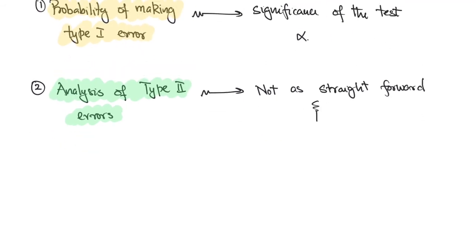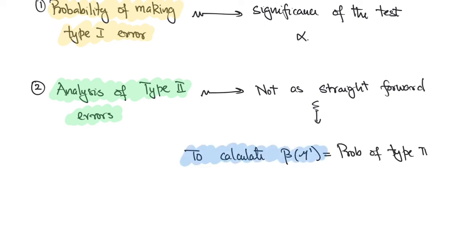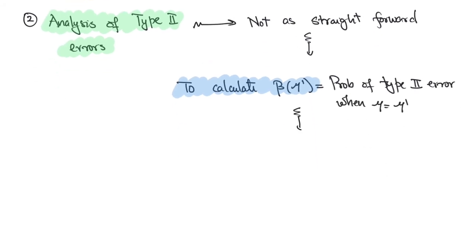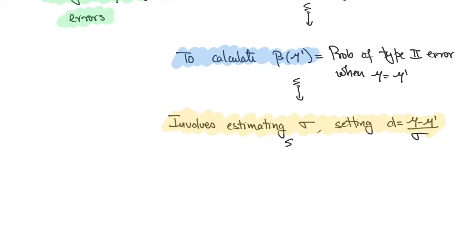So to calculate beta, which is the probability of making a type 2 error when the true value of the population mean equals mu prime, will involve first estimating the population standard deviation and then setting d to equal mu minus mu prime divided by sigma. Finally, we will be using what is known as a beta curve to estimate my type 2 error when mu equals mu prime.